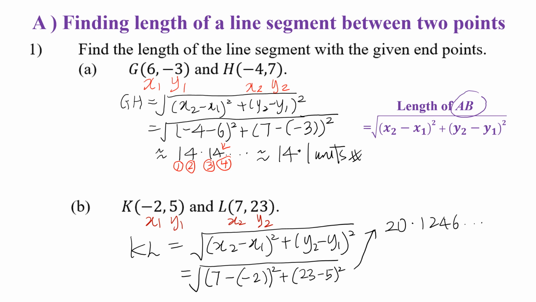So that's approximately to 3 significant figures. This is the first significant, this is the second one, this is the third one. Look at the fourth guy, which is the number 2, so less than 5. So approximately 20.1 units. Okay, so this is how you actually make use of the distance formula to find the length of a line segment given 2 points.